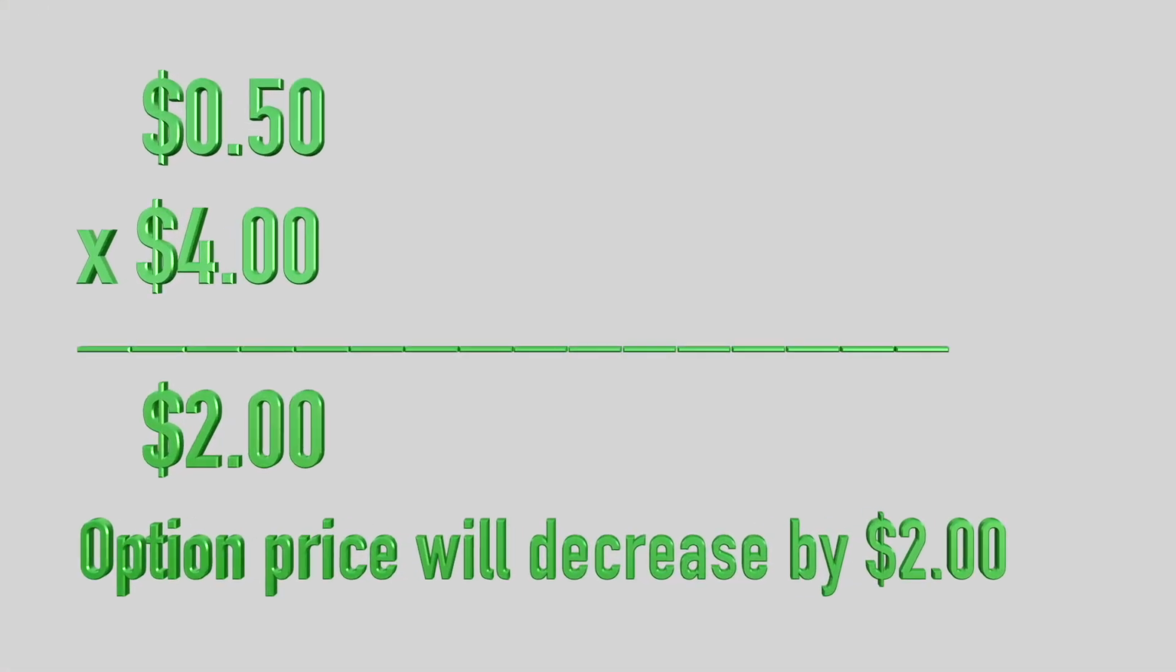The same is true to the negative side. If your stock price goes down by $4, for example, and you multiply it times the delta of 0.5, you get $2. So your option price will go down by $2. It's just math. It's just using the delta and multiplying it by whatever price movement you're guessing.